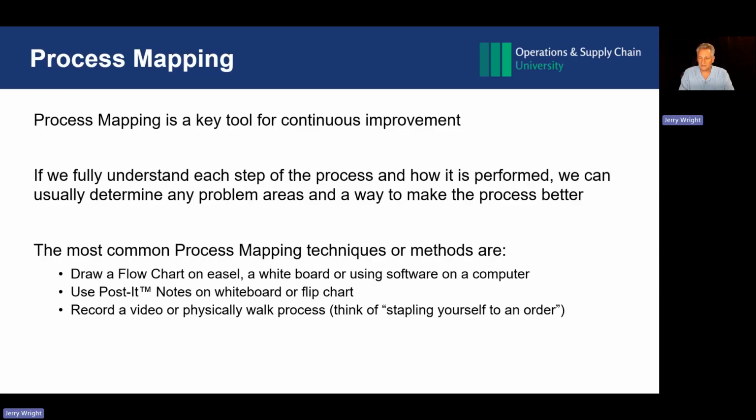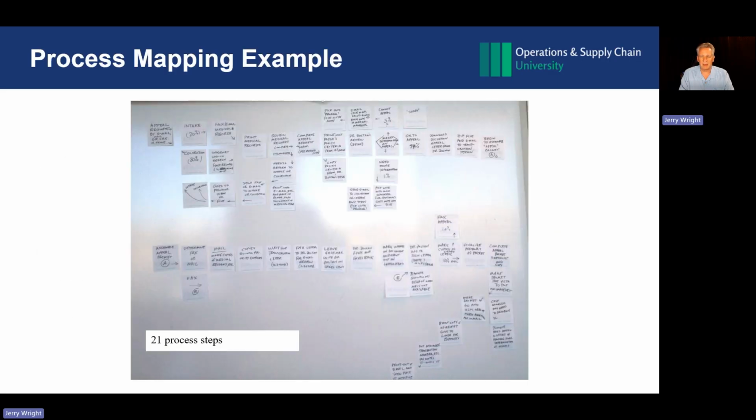The most common process mapping techniques or methods are drawing a flow chart on an easel or a whiteboard, using software on a computer, using post-it notes on a whiteboard or flip chart, or just recording a video or physically walking the process. Sometimes we think of it as stapling yourself to an order and following the order all the way through the process.